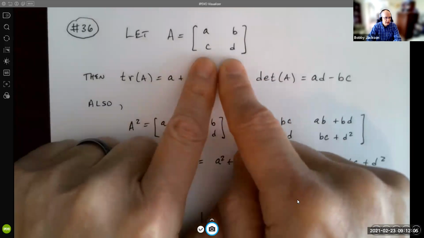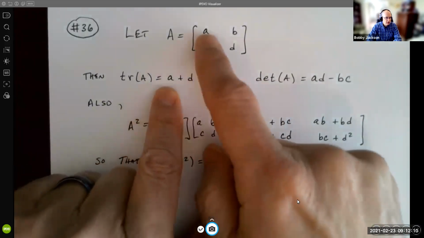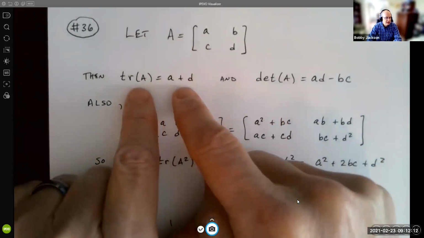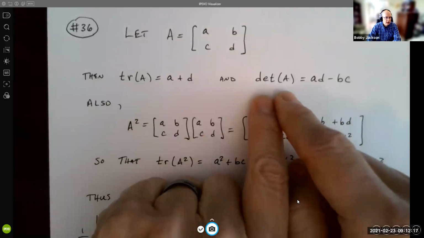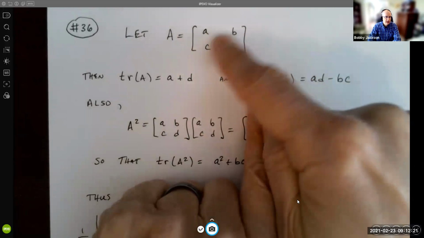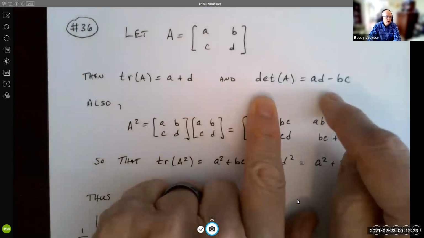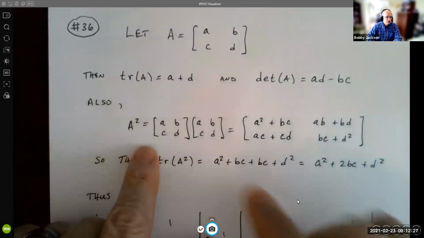Once we have that, the trace, remember, is the sum of the main diagonal elements. So the trace is just A plus D. Remember, the trace is a real number. The determinant is also a real number, and we know from this section the determinant of this matrix is A times D minus B times C. Now, in that formula, in addition to the trace of A, I also needed the trace of A squared.